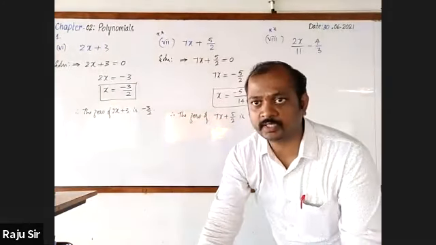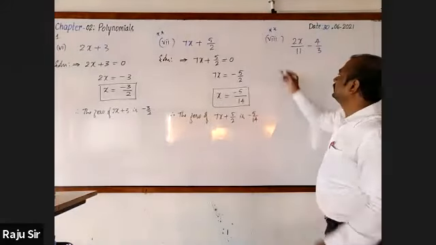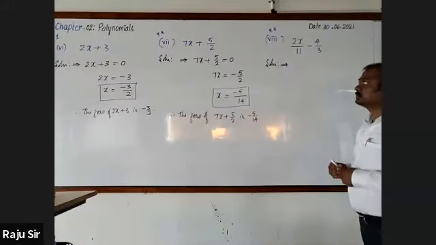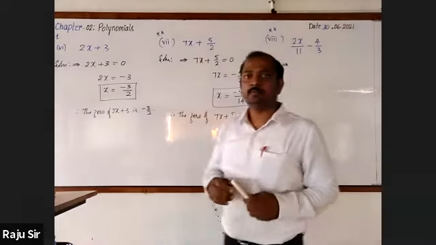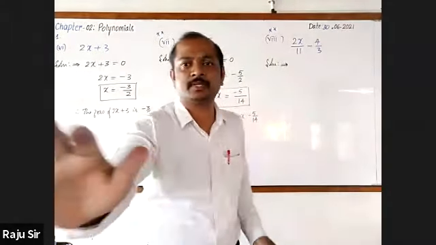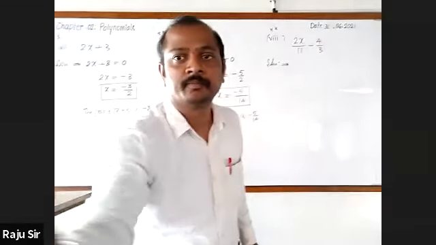This was also given in the examination. 22 by 3, sir. Very good. You are right. 22 by 3. Whether it is minus 22 by 3 or plus 22 by 3? Plus, sir. Plus. Very good.